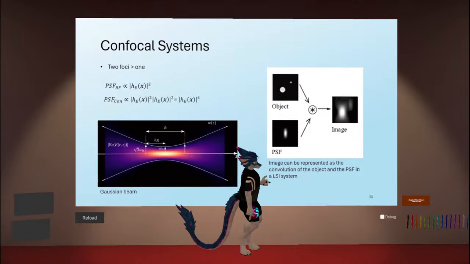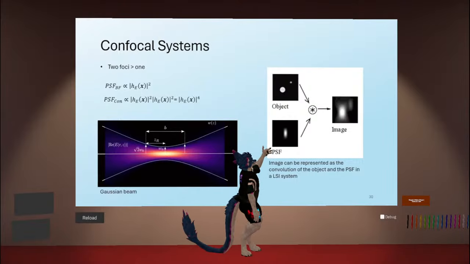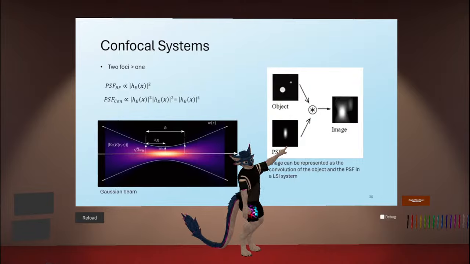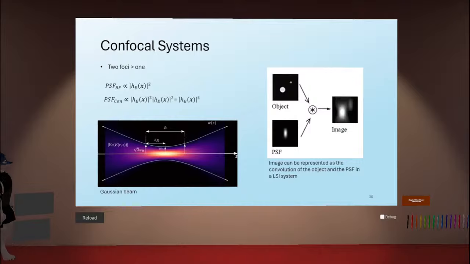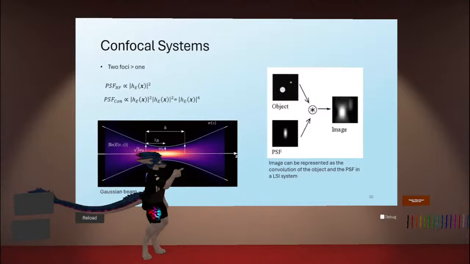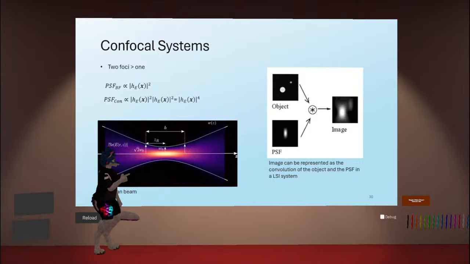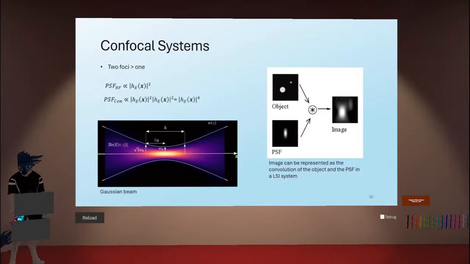And in general, if you're operating in a linear shift invariant system, which is a good approximation for a lot of these systems, anything you image will just be the convolution with your point spread function. That's actually a really nice way of modeling and simulating systems. So the better point spread function I can get, the better resolution I can get on my hardware.